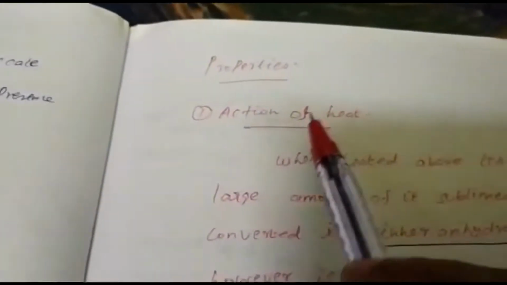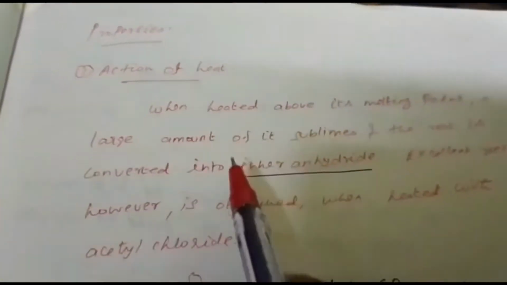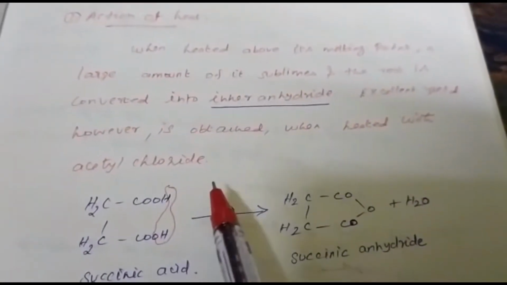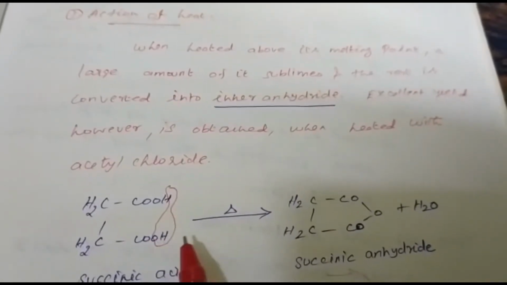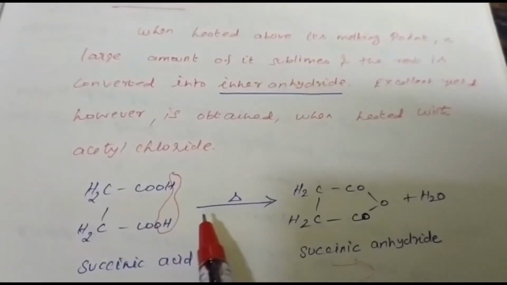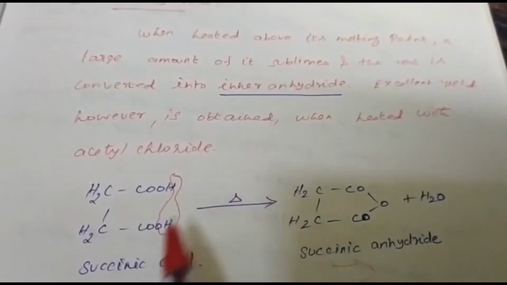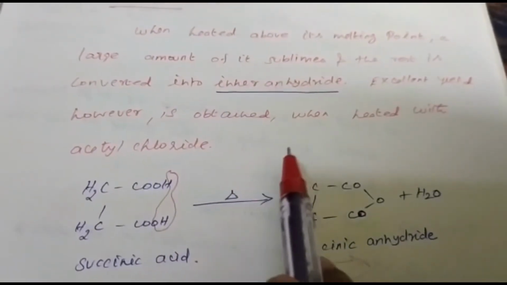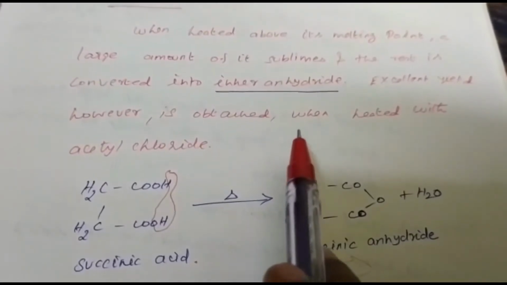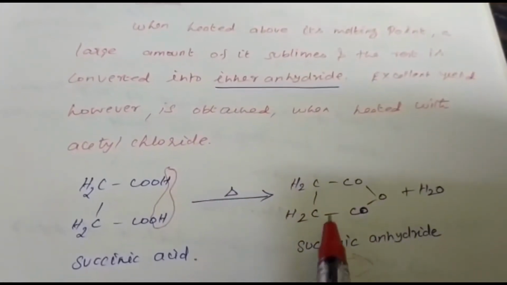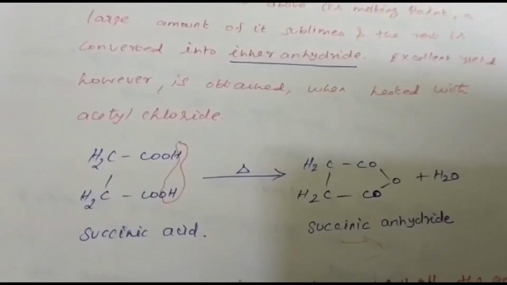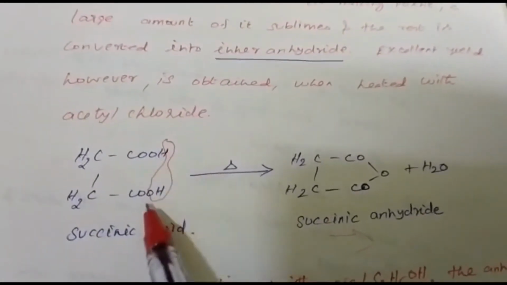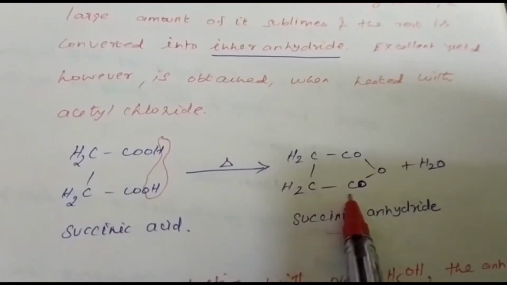So next, properties. The first property is the action of heat. You heat succinic acid above its melting point. A large amount of succinic acid undergoes sublimation and the rest of the succinic acid is converted to its inner anhydride. Suppose we need an excellent yield of anhydride: the succinic acid is heated with acetyl chloride. So in the reaction, the succinic acid is heated, 1 mole of water is eliminated, and the succinic acid is converted to succinic anhydride.